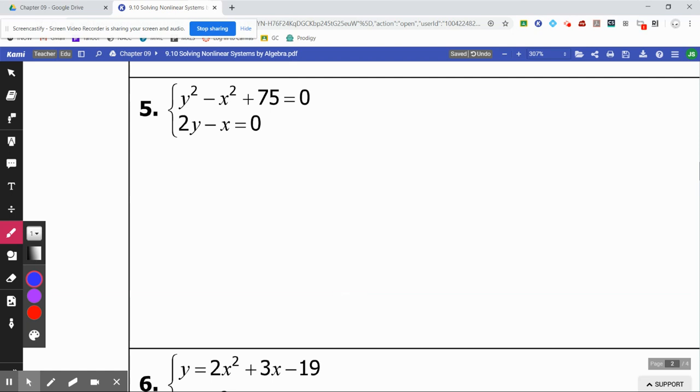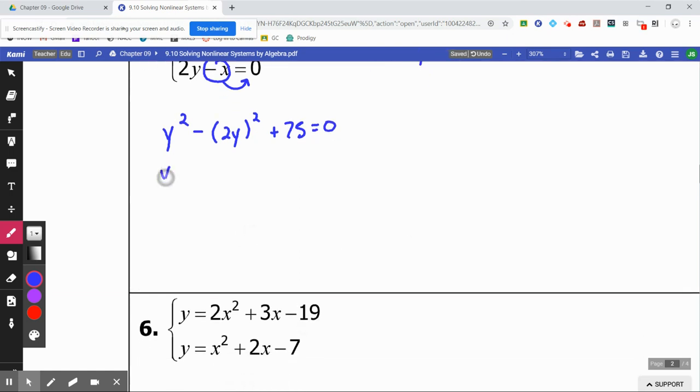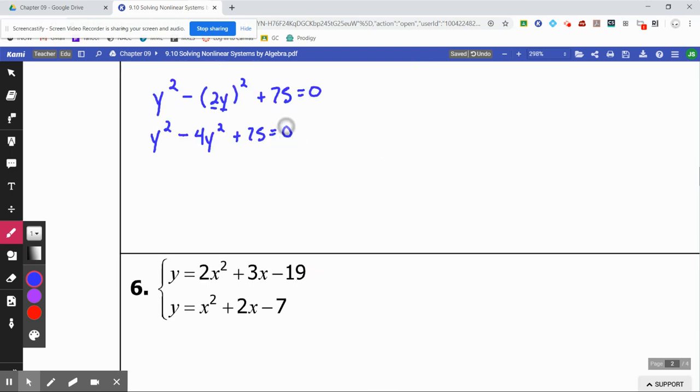I'm going to take my second equation and solve it for x. It's very easy to move x over here, and it's going to give you a positive x is equal to 2y. And I'm going to plug that positive 2y in for my x. So my first equation is now y squared minus, in the place of x, again, I'm putting 2y, plus 75 is equal to 0. So you now have y squared minus, square both of these. You don't have to FOIL it because there's no plus or minus signs. Plus 75 is equal to 0. 1y squared minus 4y squared gives you negative 3y squared plus 75 is equal to 0.